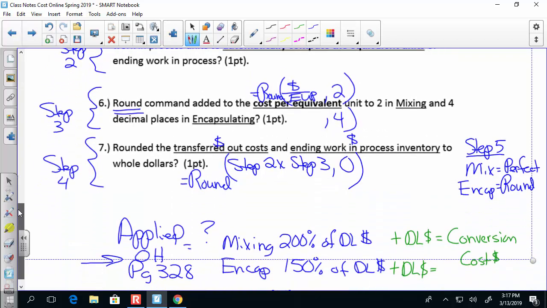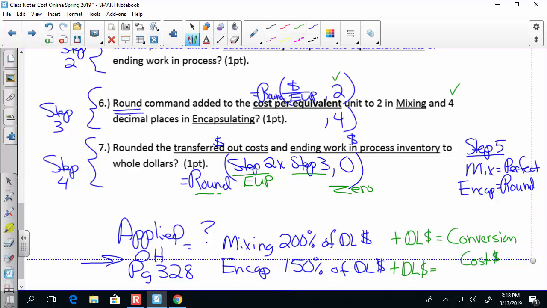In step 3 then, there's some rounding in your formula. For the mixing, I want you to round to 2 places the cost per equivalent unit in the mixing department. That number turns to 4 places, round to 4 places in the encapsulating department for that cost per equivalent unit. Then in step 4, I want you to use step 2's equivalent number times the step 3's cost per equivalent number, but then round to 0 places that number.